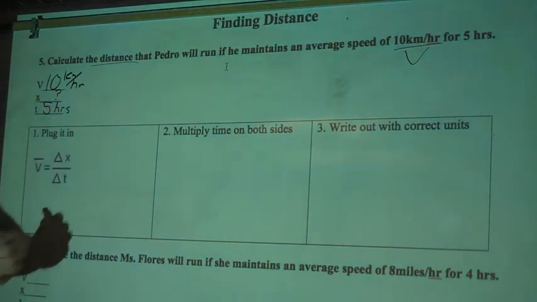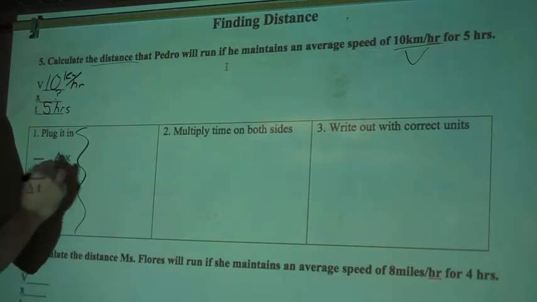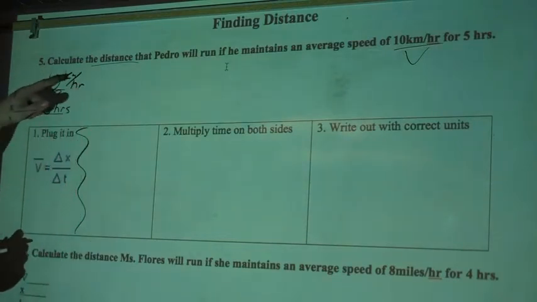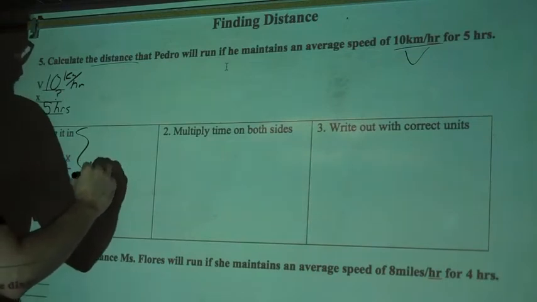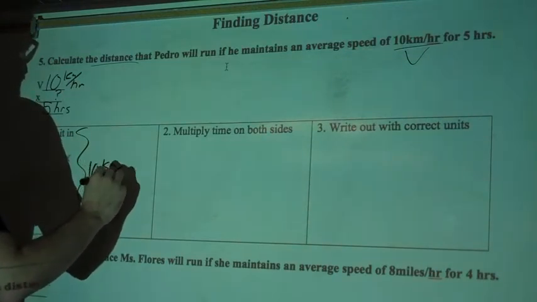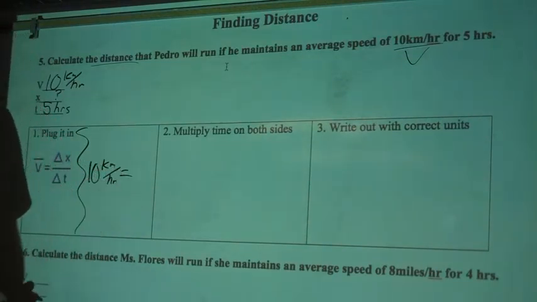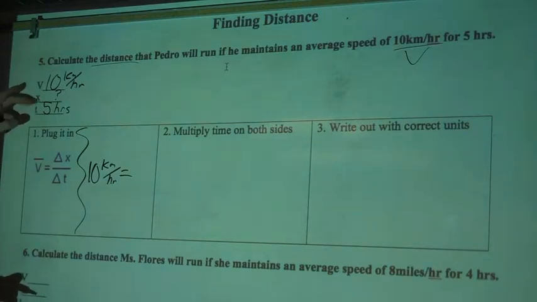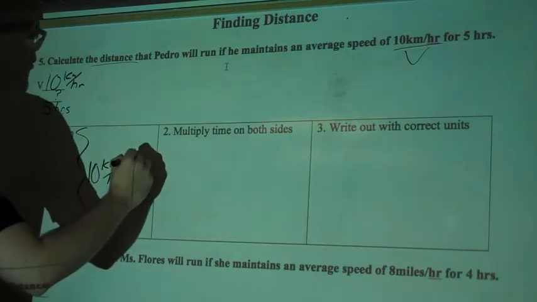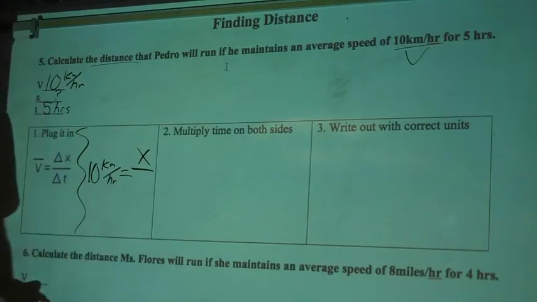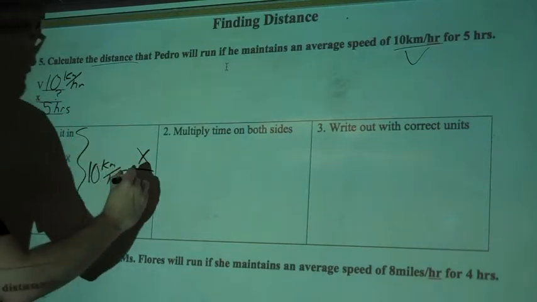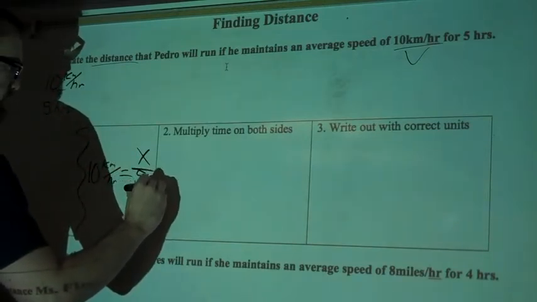Alright, great. We're going to plug in our values, squiggly line to separate. My velocity up here is 10 kilometers per hour. So I'm going to write 10 kilometers per hour equals. So change in x, or x, I don't know, so I'm going to write x up there still. And then time, we know time is 5 hours.